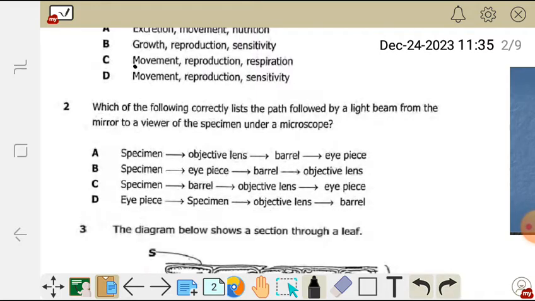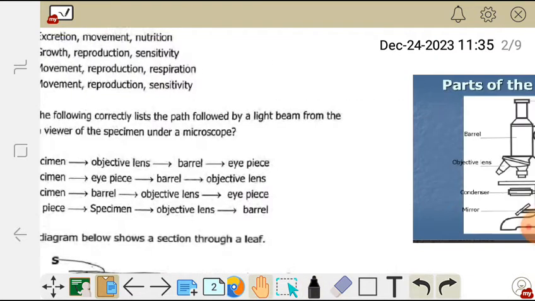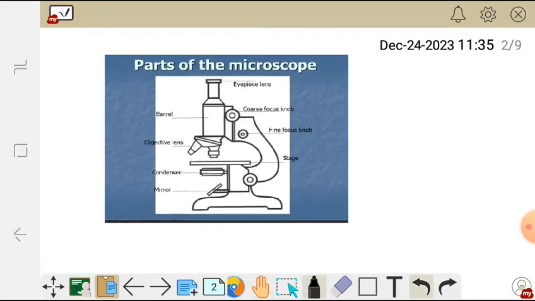So which of these lists shows the correct path followed by a light beam from the mirror to a viewer of the specimen under a microscope? To get this question correct, we must know the parts of the microscope. So before we look at the correct answer, let's see these parts. I have this diagram which shows the eyepiece, the barrel, the objective lens, and the stage where the specimen is placed. Light will be reflected from the mirror.